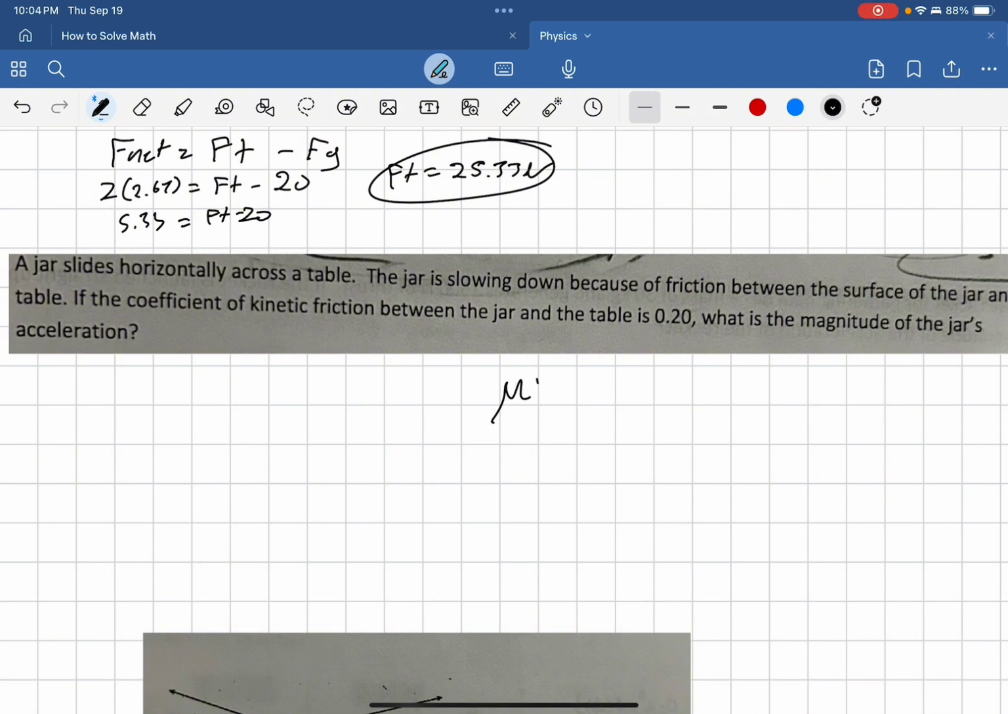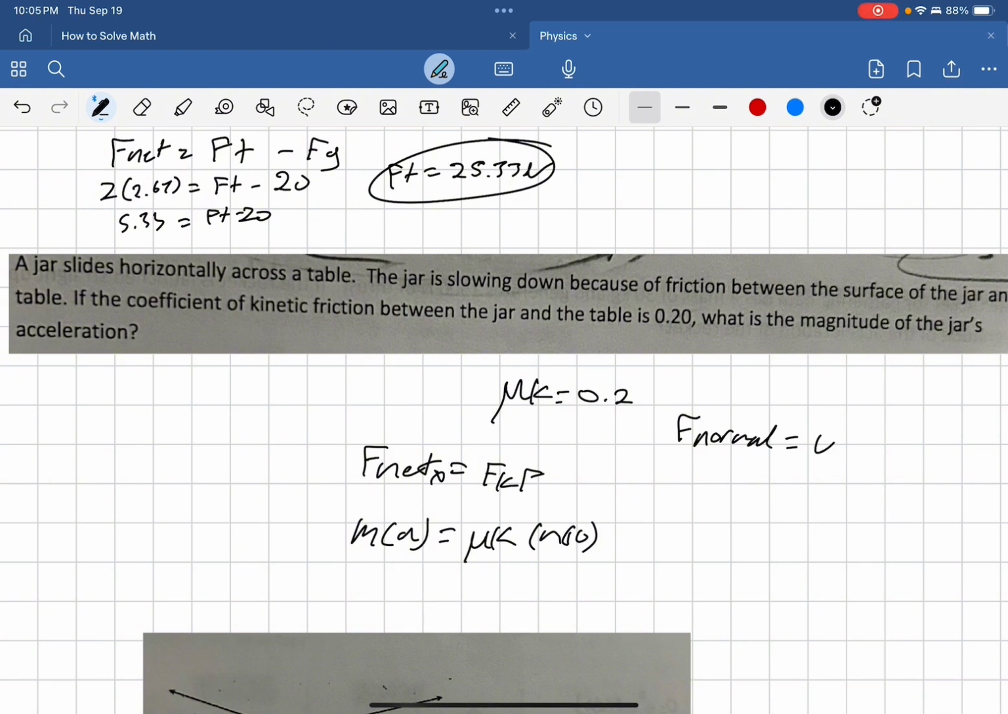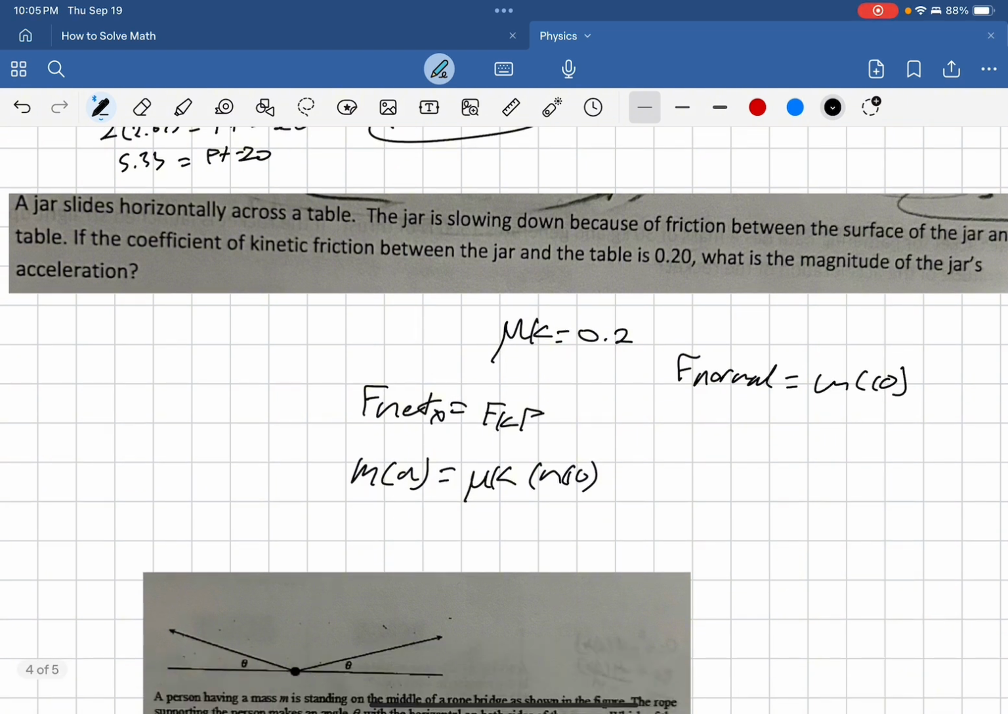We know that mu k is equal to 0.2, right? And we know that F net in this case, because it's on the x axis and it's slowing down and there's no force pushing on it, is just going to be F k of F. So let's write down the units. M of A is equal to mu k times m times 10, because normally the normal force is going to be mass times 10, similar to weight.